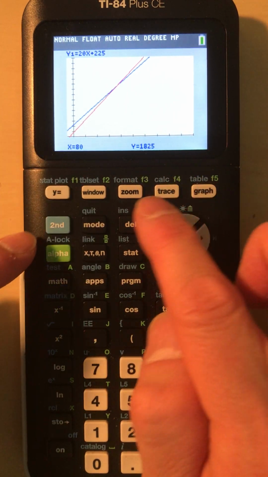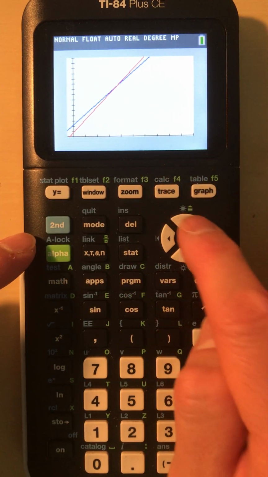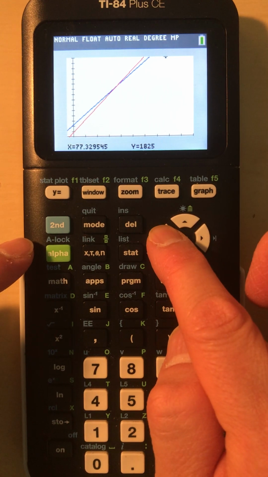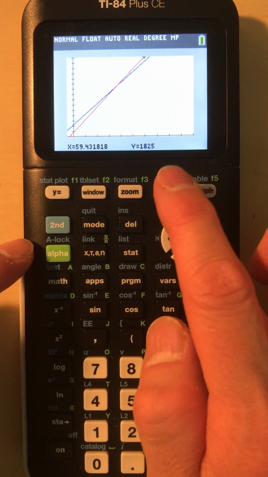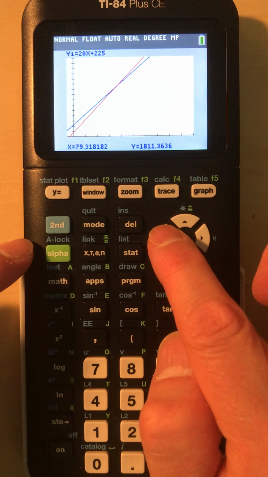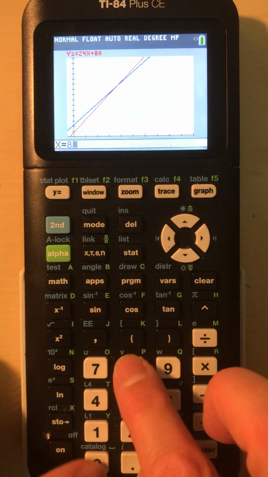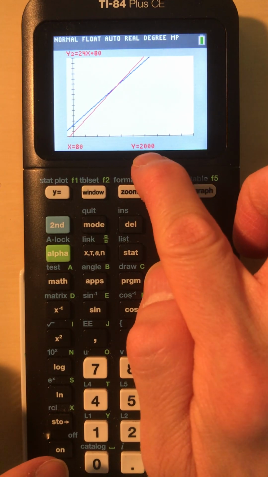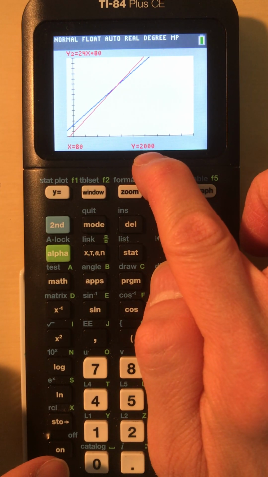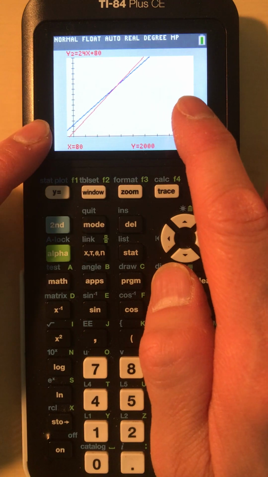Okay, what is it for the red? So let's go to the red. Let's go to trace 80. And for the red, it's $2,000. So it's actually cheaper for the blue company, which is company A.